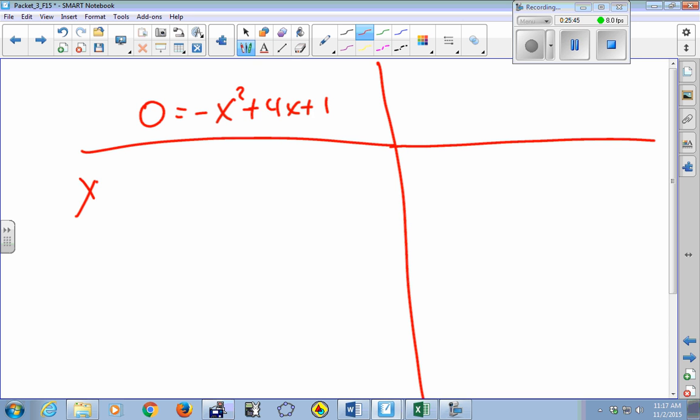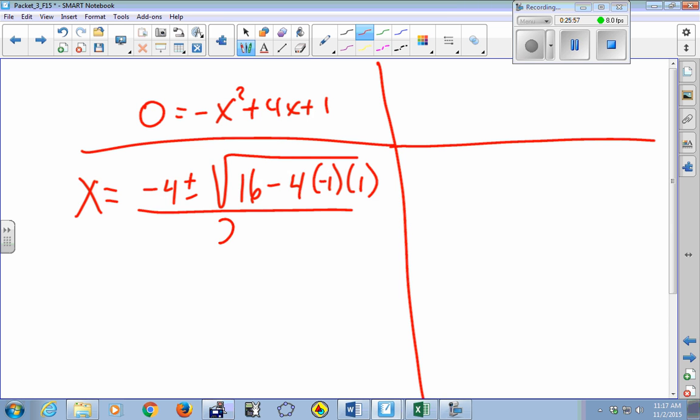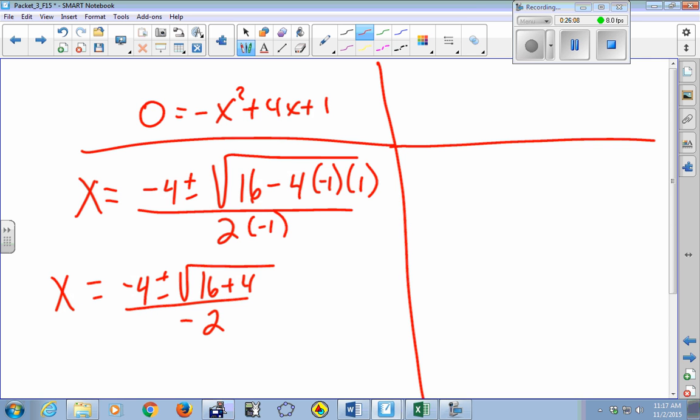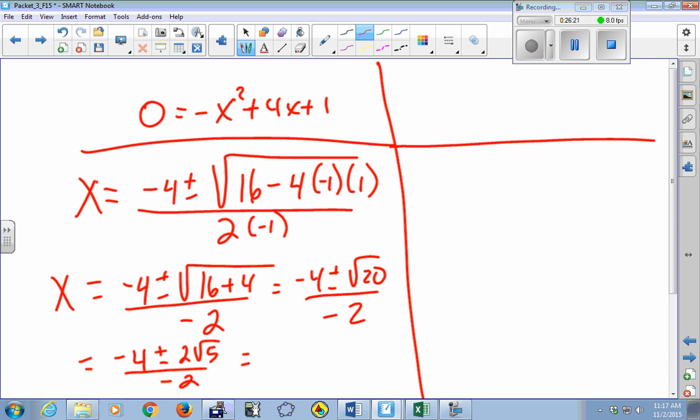So you would say x is going to equal the opposite of b plus or minus the square root of b squared minus 4 times a times c, all over 2 times a. So x equals negative 4 plus or minus the square root of 16 plus 4, over negative 2. This is negative 4 plus or minus the square root of 20 all over negative 2. And this is the same as negative 4 plus or minus 2 square roots of 5 all over negative 2, which is 2 plus or minus the square root of 5.